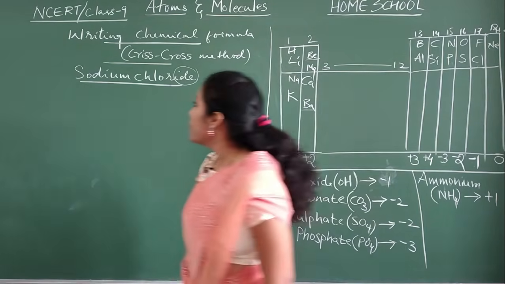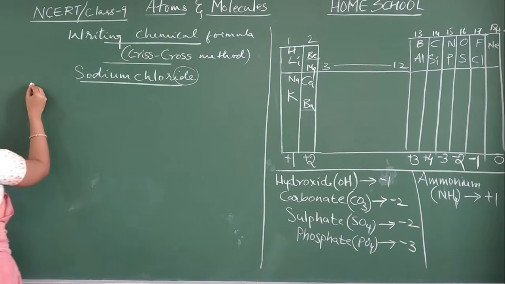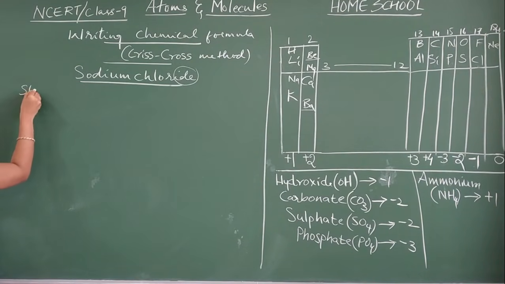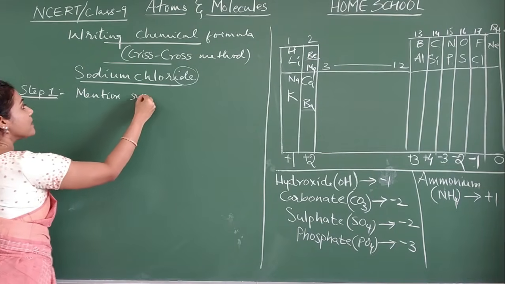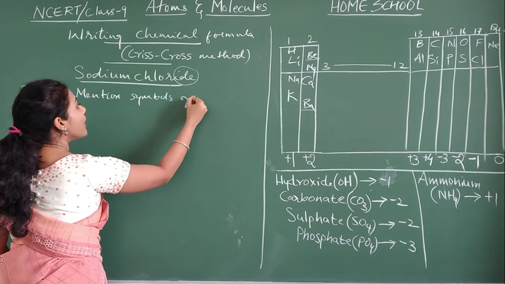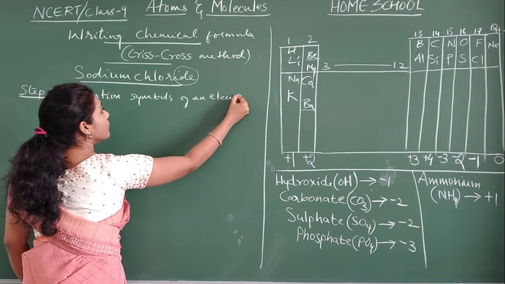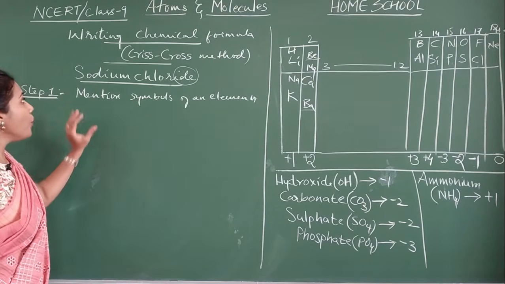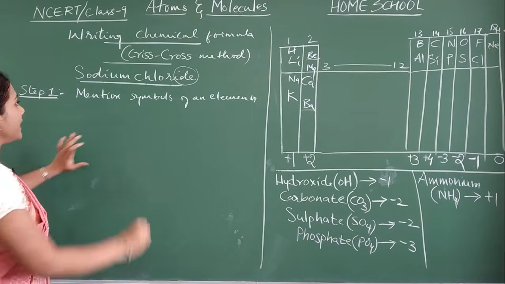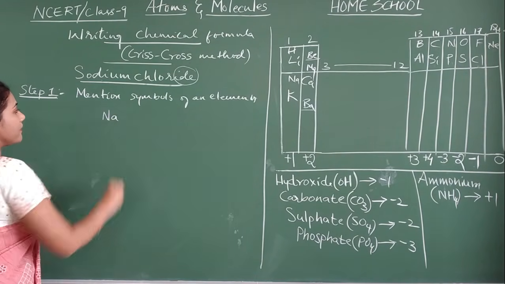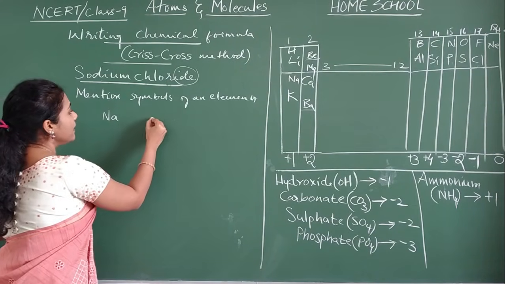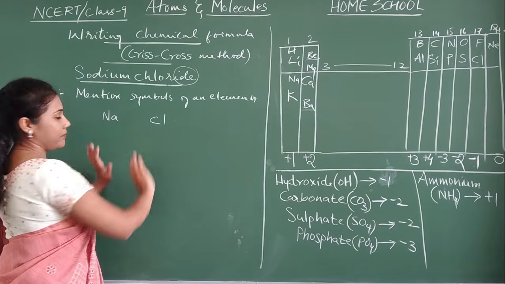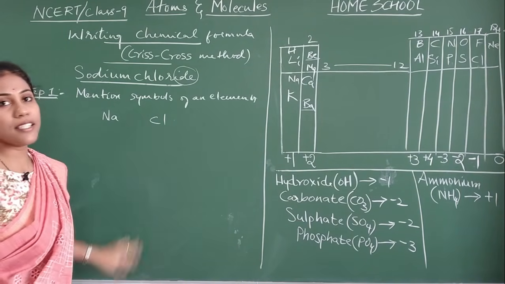Fine. So you have to write the formula in 3 steps. Step number 1, mention the symbols of the elements. So what are the 2 elements present? I said one is sodium. What is the symbol, guys? Na. The other element present here is chlorine. What is the symbol? Cl. Okay, right. So this is the first step you have to follow.